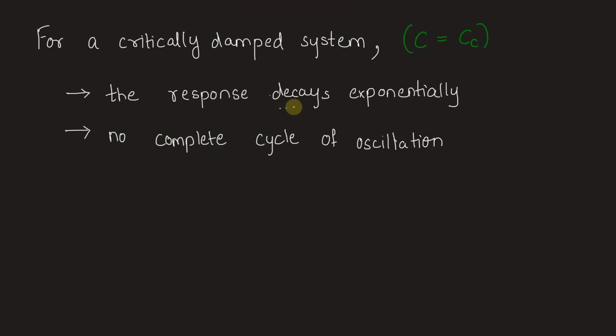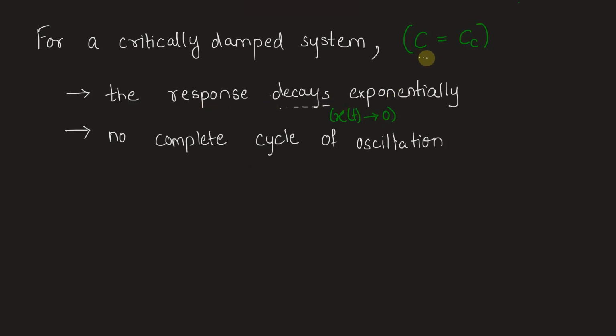And here, the response decays exponentially means the response tends to 0. The response over time will tend to 0. So there is no complete cycle of oscillation for the critically damped system. Before the cycle completes, the response decays to 0.